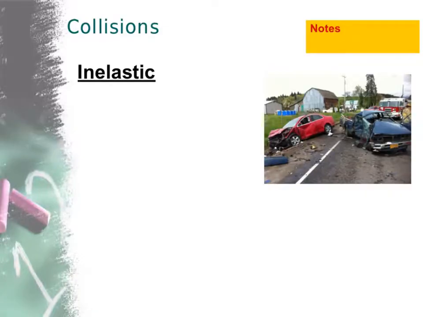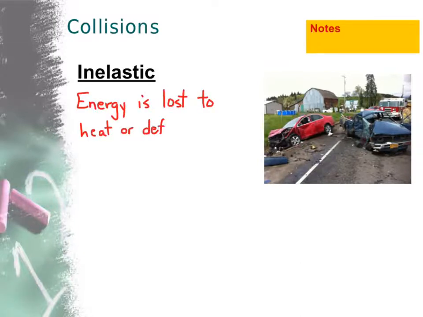So, an inelastic collision is something in between. An automobile accident is a good example of an inelastic collision. These two cars have undergone a collision, but what you'll notice is that they have deformed. They're no longer their original shape, and that's a big hint that you have an inelastic collision. Whenever you have a collision where energy is lost to heat or deformation, then you know that you have an inelastic collision.